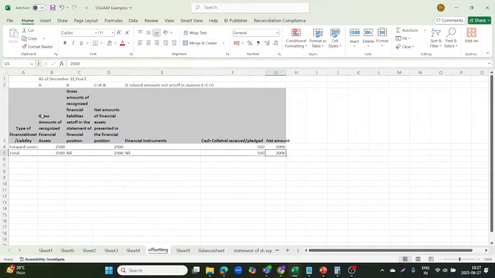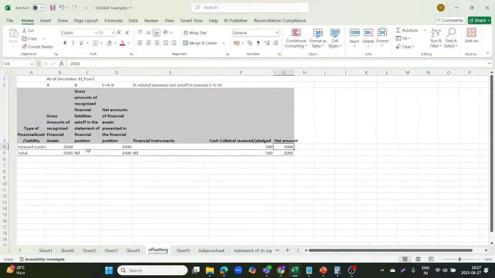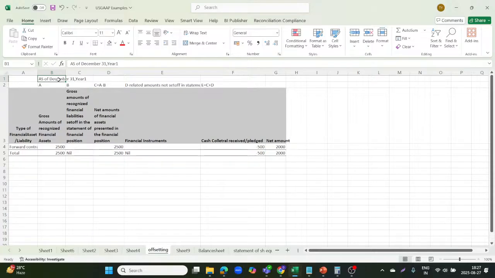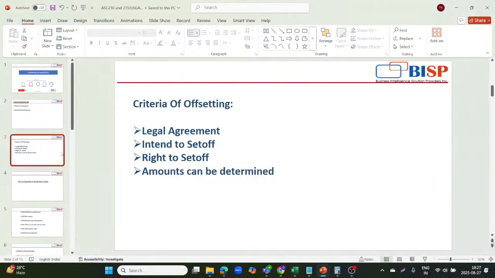You can offset the amount, you will have the gross amount. If you have assets, here you will show. If you have liabilities, you will show it over here. You will have the gross amount, and you can net off that amount. And if any cash collateral or financial instrument amount is there, you will offset that with the net amount and you will reach till here. That is your net amount. Okay, so this is how you prepare it, and it should be as on date. Now we will discuss the next one. And these are the criteria of offsetting. Only then will you be able to offset, if all these criteria are fulfilled.